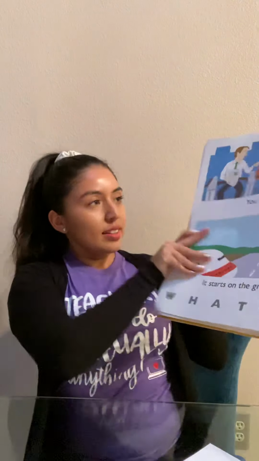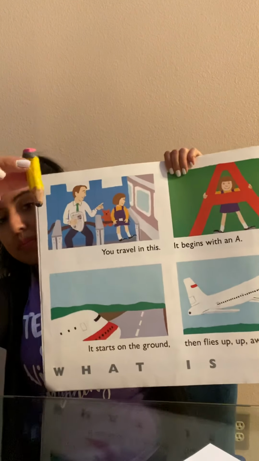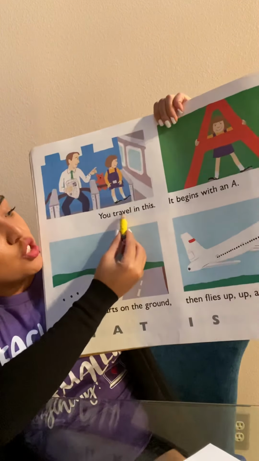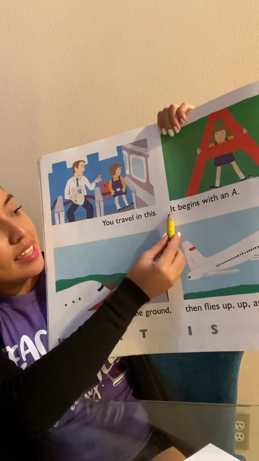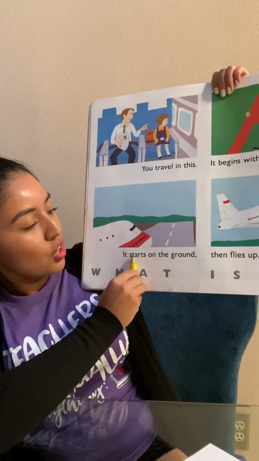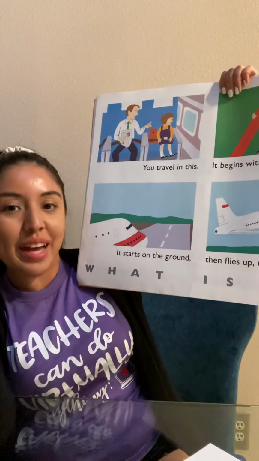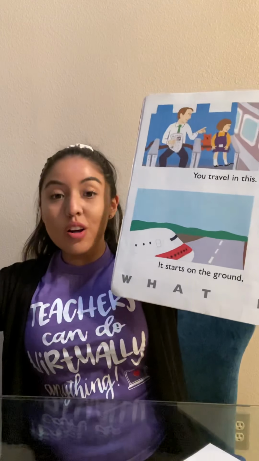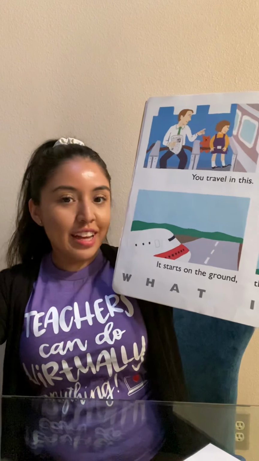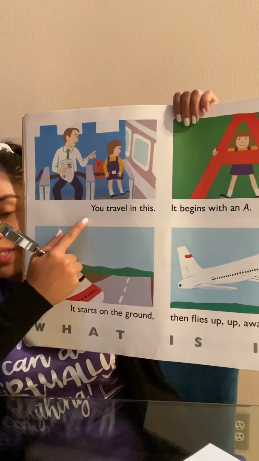For example, I would use my clay pencil one more time. You travel in this. It begins with an A. It starts on the ground, then flies up, up, away. And I would also use my magnifying glass here, especially in these words down here that are a little larger text than these ones here.